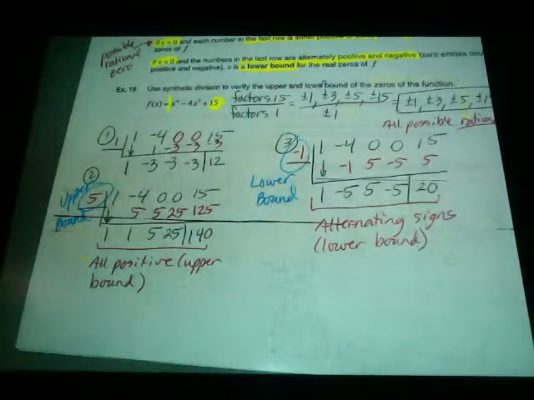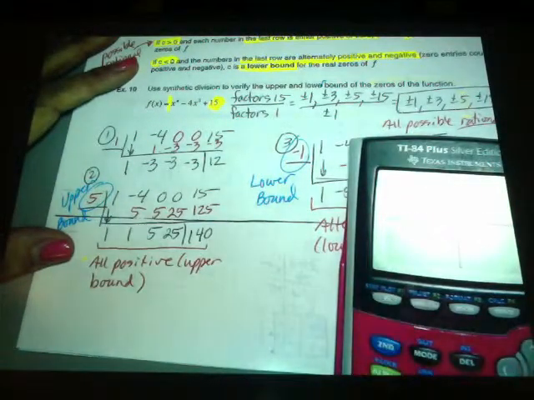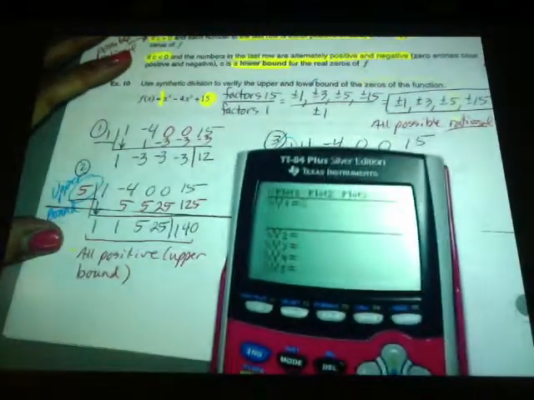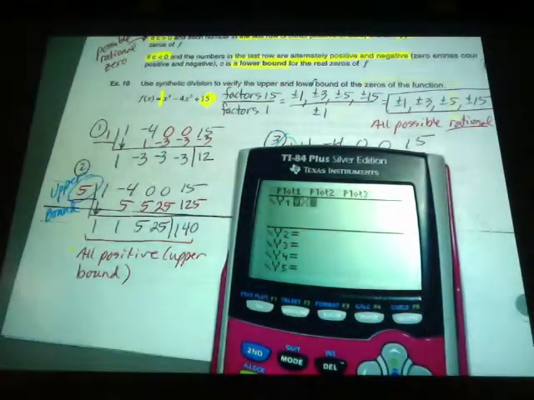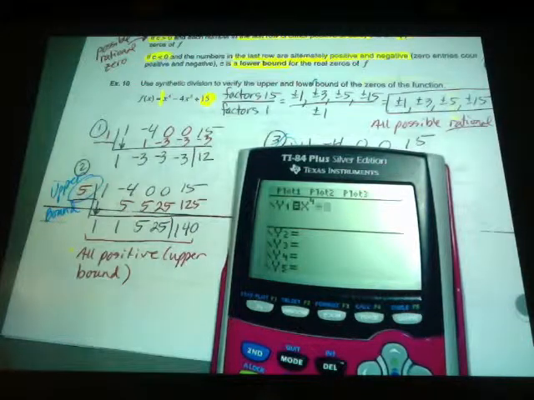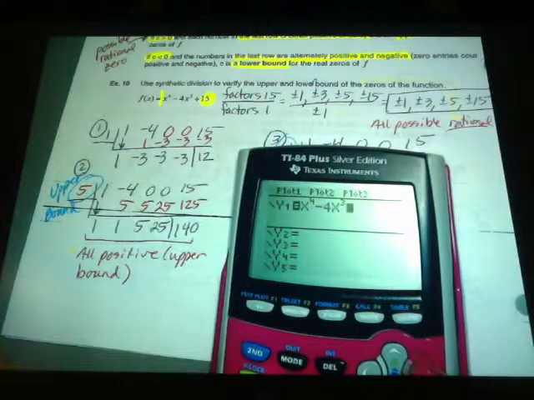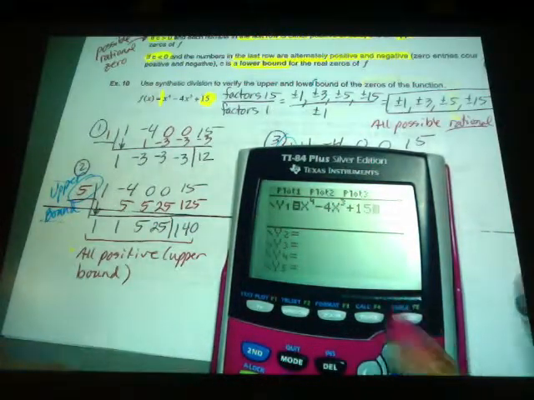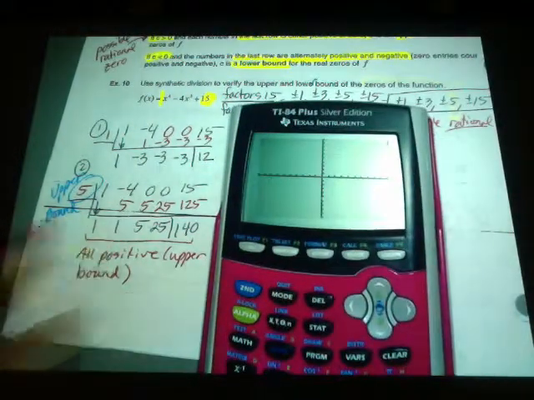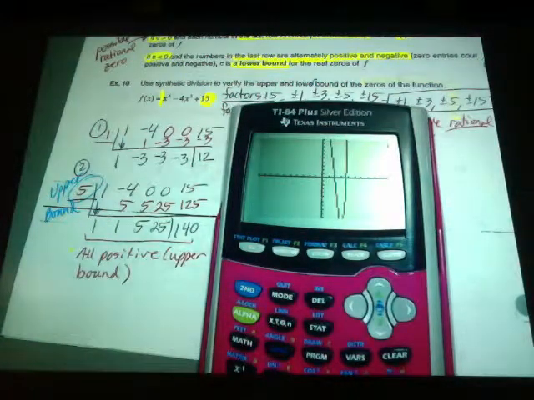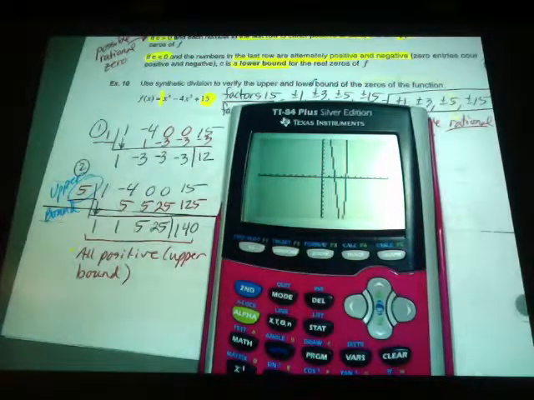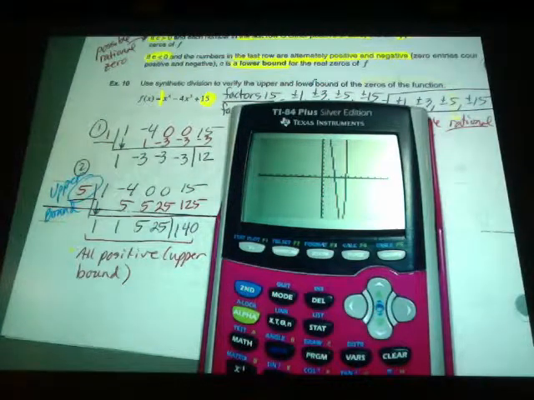So let me show you a graph of this, and then we will call it a day. So let's plug this in. x to the 4th minus 4x cubed plus 15. Well, first of all, how many possible roots could I have? 4. How many are actually there? 2. It looks like 2 is one of them.